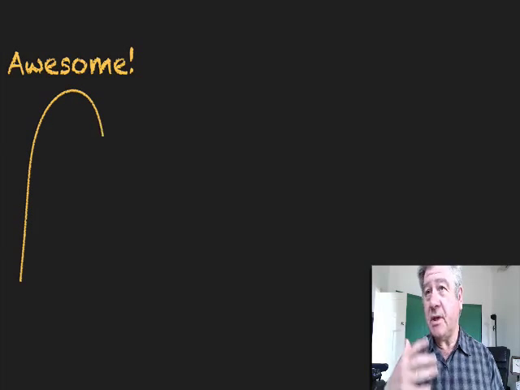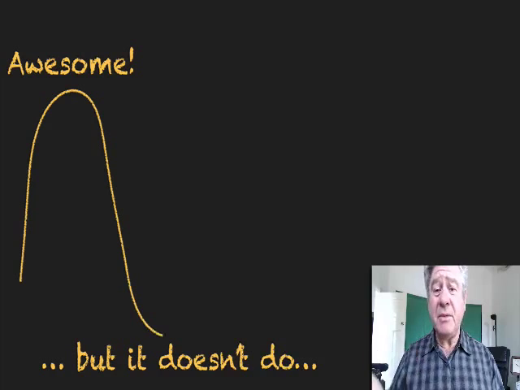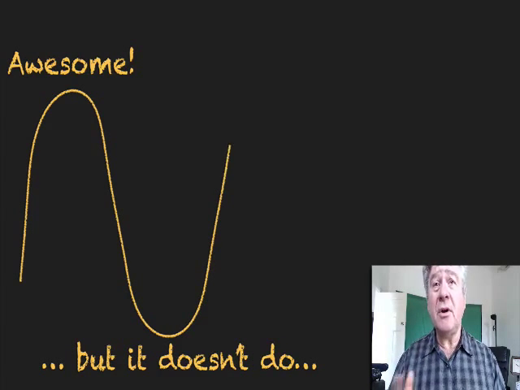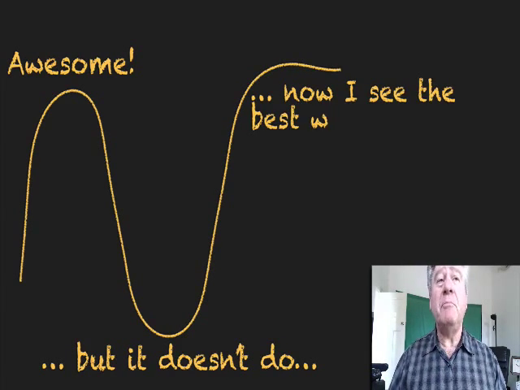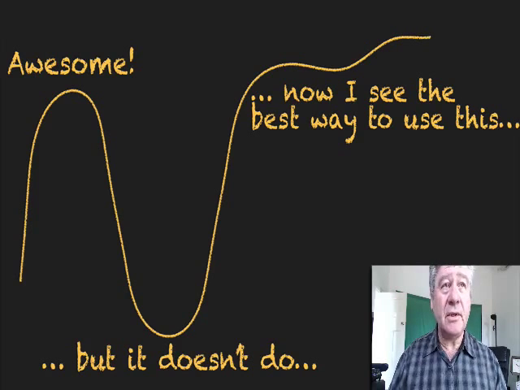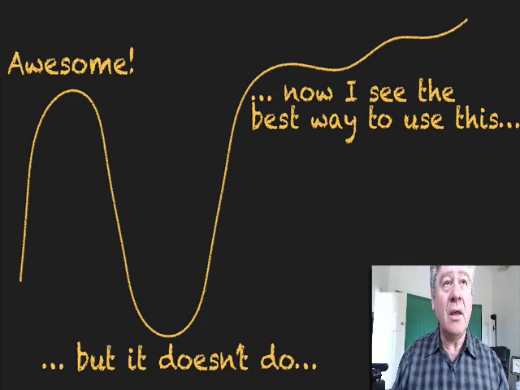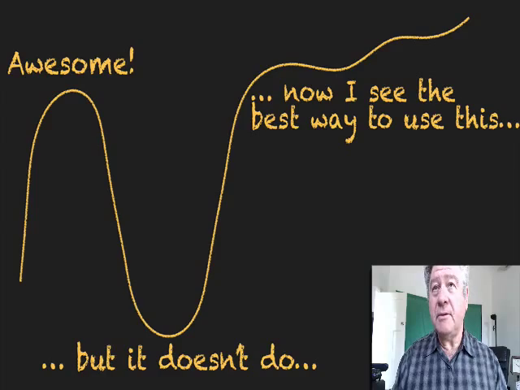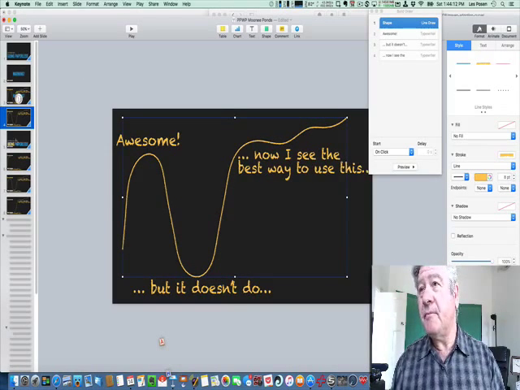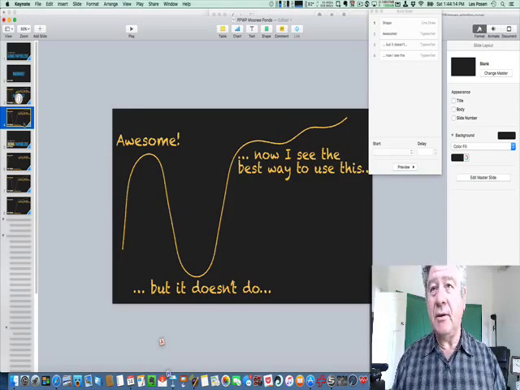So here's a chance for me to say to you, but it's awesome. But then you say to me, it doesn't do what it's supposed to do. And then up it goes. You're on your learning curve. Bubbles along. Now I see the best way to use this. Boom. And it keeps on going up, hopefully. So there you go. The question becomes, how do we do this?